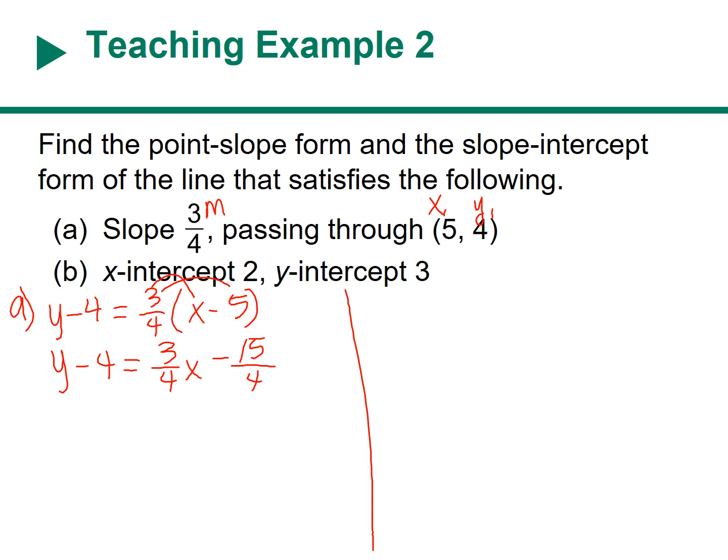Okay, remember when you multiply a fraction times a whole number, it's only the numerator times the whole number. So after we distribute, we're going to isolate y. What do I need to do to isolate y? Add 4. So I add 4 to both sides.